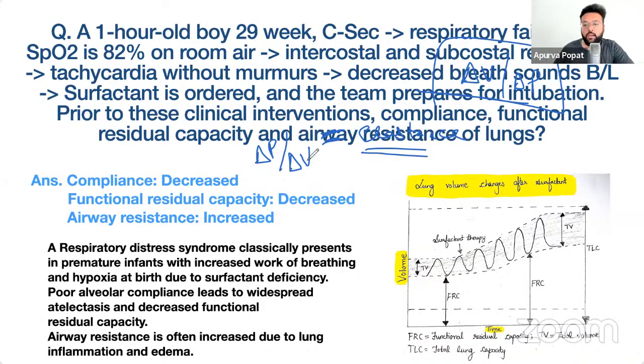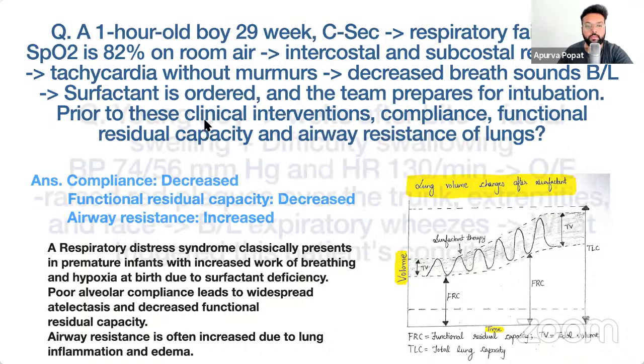Compliance by definition is how much pressure you give and how much volume is changed. So when the lungs are full of fluid, you need to give more pressure in order to change even a little volume. This is a very nice graph which shows the initial total lung capacity of the baby. After you give surfactant, the total lung capacity increases because the alveoli have started opening up.